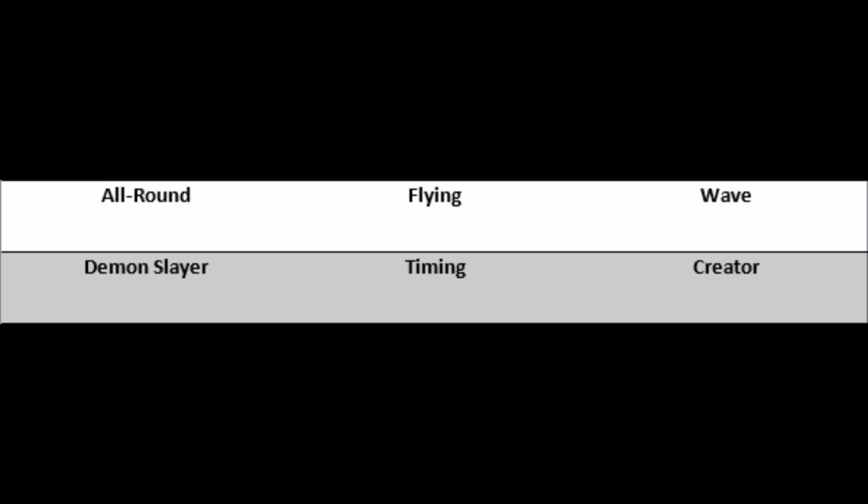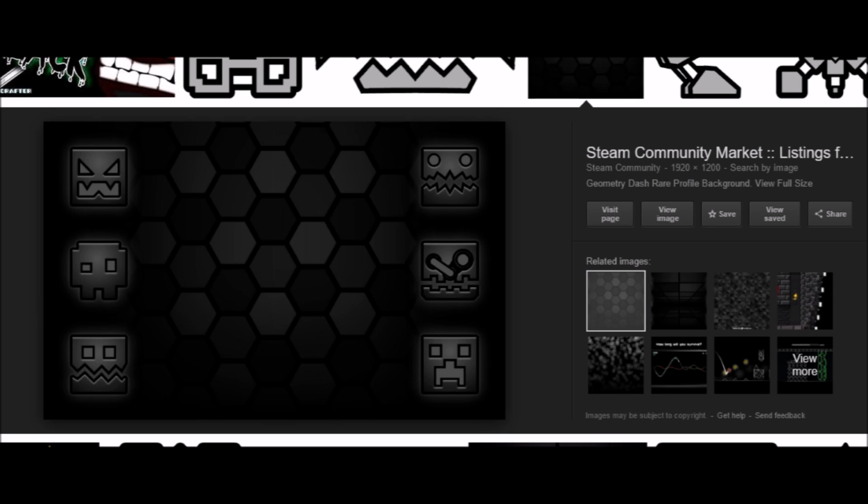Noctifly and Passer Blitz. Timing, where the player is able to time their clicks exceptionally well. And finally, Creator, where the player's creating talents are outstanding. With these attributes and a structure established, I decided to start making the cards themselves.